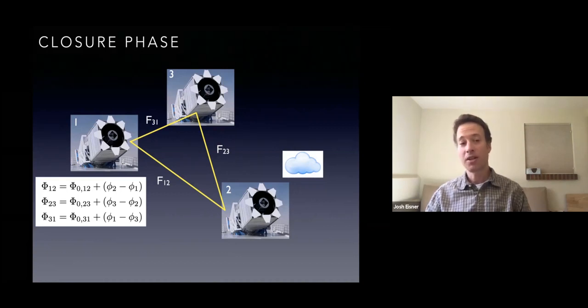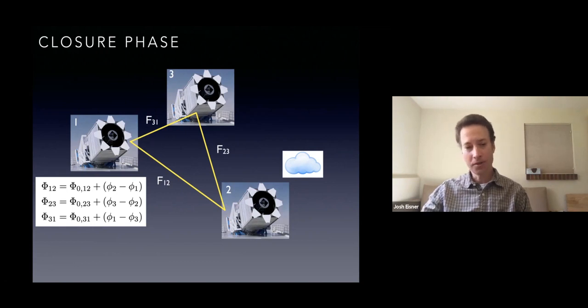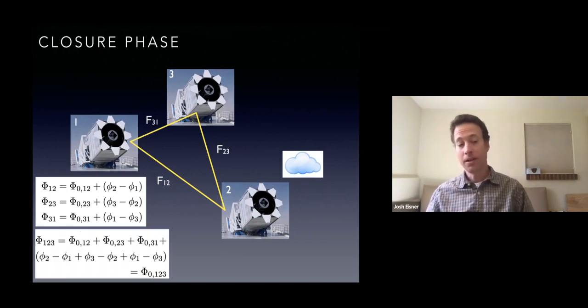So the phase we measure on this pair of apertures 1, 2, well, that's the intrinsic phase that the source would have if there was no atmosphere or any other phase distortions, plus that extra phase over aperture 2 minus the extra phase over aperture 1. We can write the same quantity for all three of those. And you see that if we add those three up, we can construct this quantity called the closure phase, the sum of those three, which cancels out every one of those lowercase phi's.